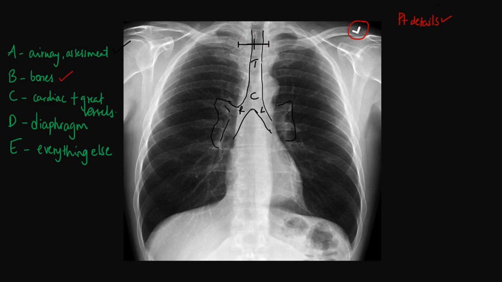So comment on the clavicles over here. This is the outline of the clavicle, both sides. You're looking at the glenohumeral joint over here.